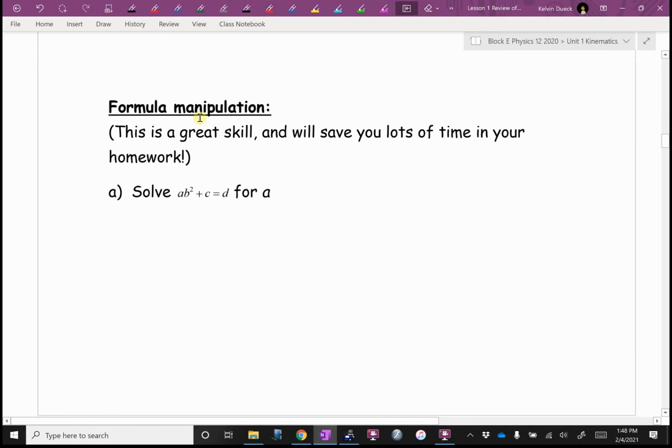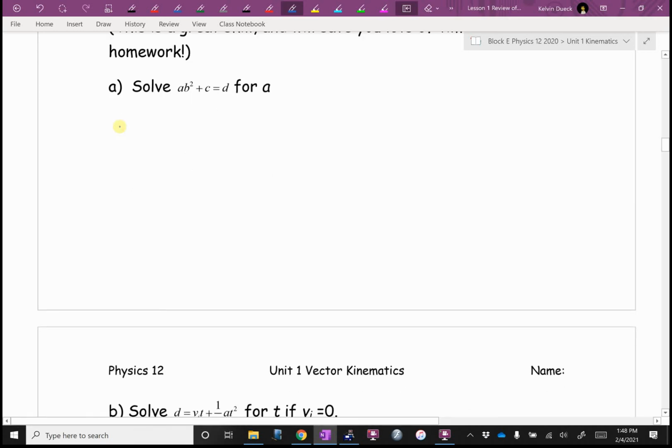Hey, formula manipulation. I preached this at you last year, and I was impressed. You all bought into this. You realized, although it was awkward and challenging at first, it was a much better way to learn stuff than trying to memorize things. So, if I tell you that AB squared plus C equals D, get the A by itself.